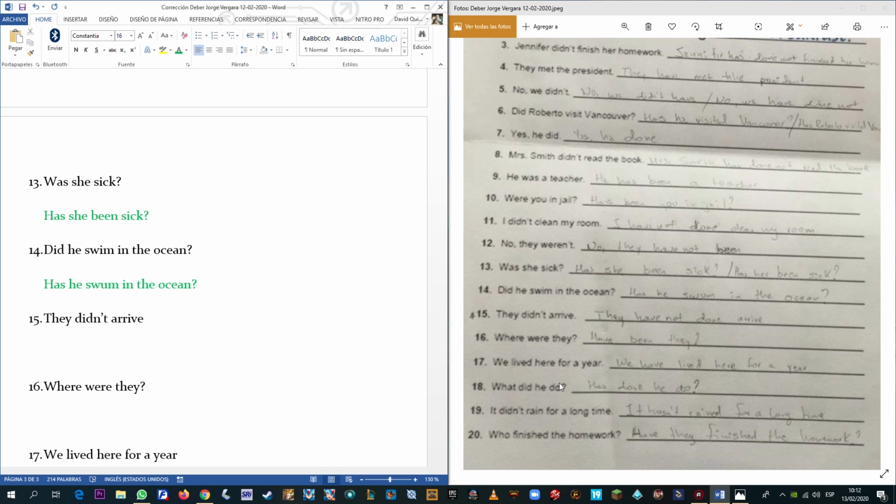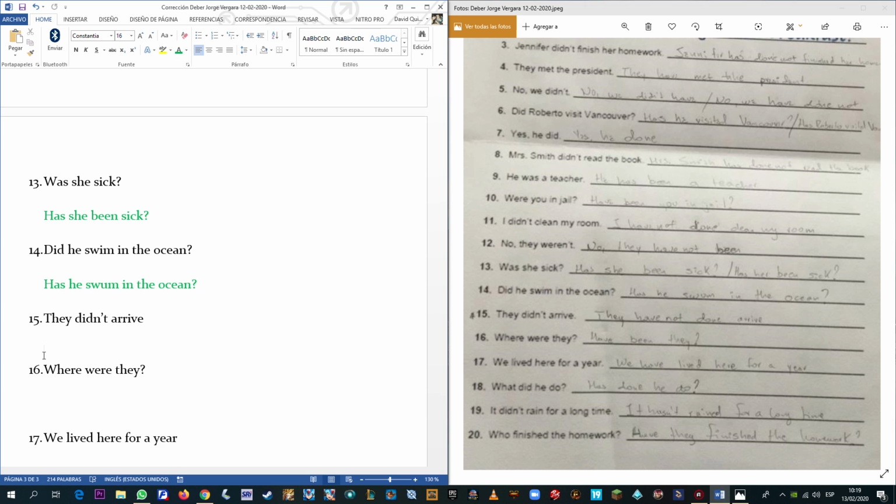The 15th, it says they didn't arrive. So the answer would be, they have not arrived, not done arrive, because done is not necessary here. I think he was confused. And the 15th is they didn't arrive. Our student has written they have not done arrive. So what is the mistake here? That the word done is not necessary.